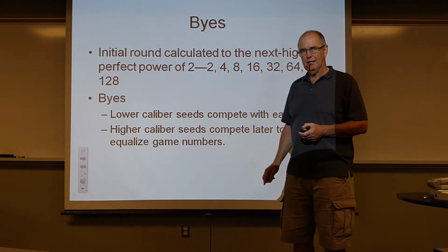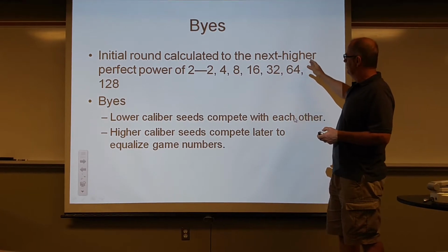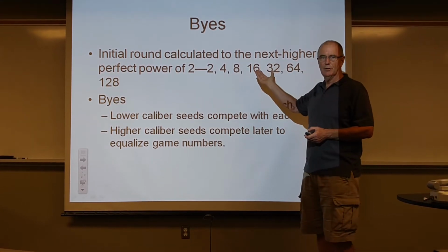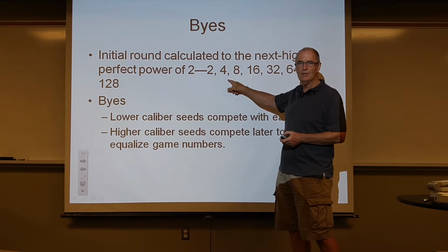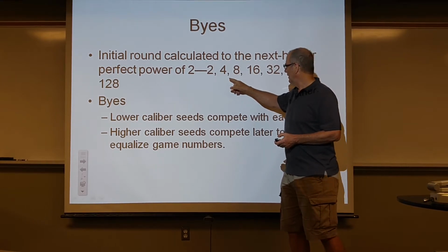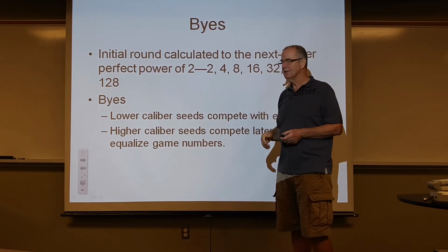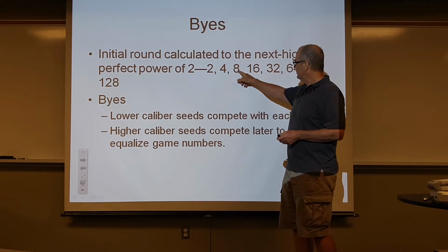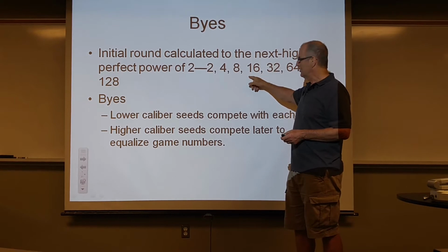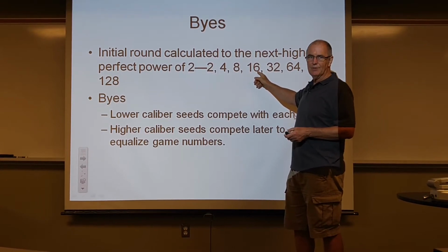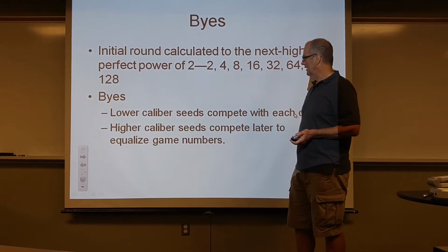Let's talk a little bit about byes, because we talked that through. In the initial round, it's always calculated to the next perfect power of 2. So in our case, we had 6 teams, so we would have a bracket with 8, and 2 teams would have a bye. 4 would not be big enough, 16 would be too large. But if we had, let's say, 11 entries, then it's too large for 8, so it would be a draw of 16 is what it would look like. If there was 11 entries, 5 of them would get a bye. If there was 13 entries, 16 minus 13 is 3. 3 teams would get a bye.